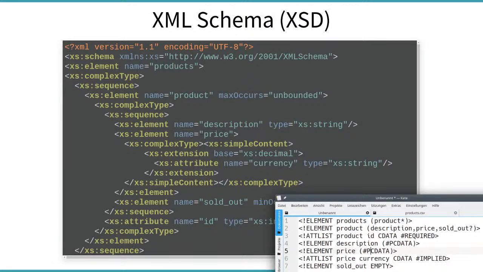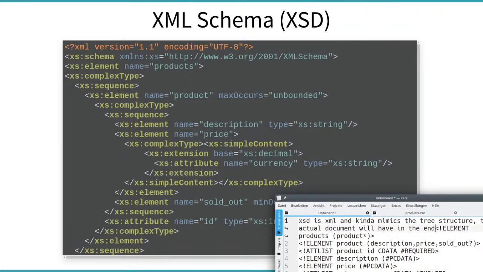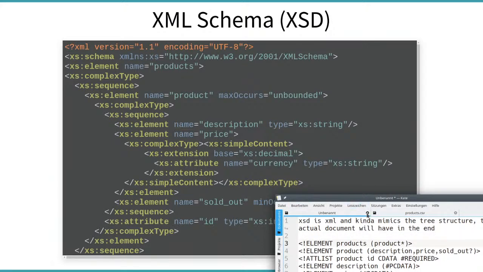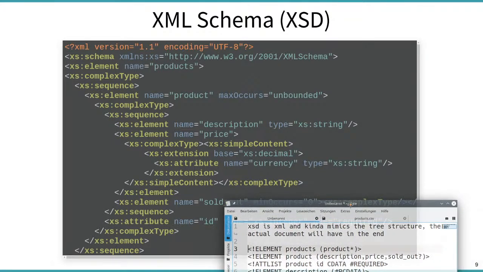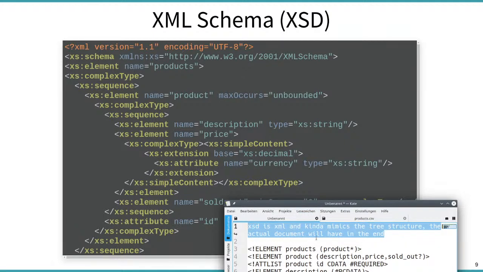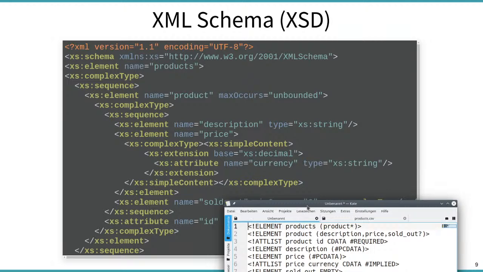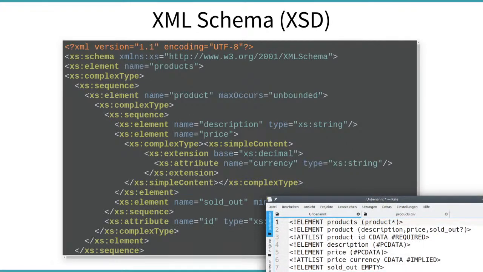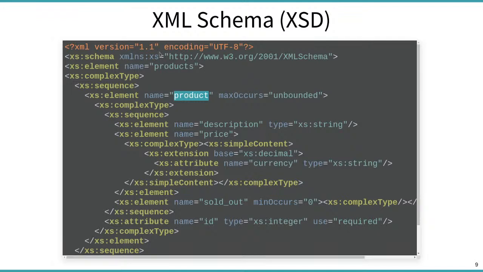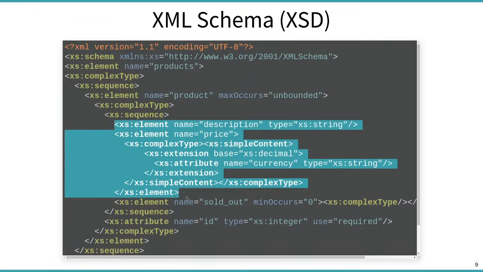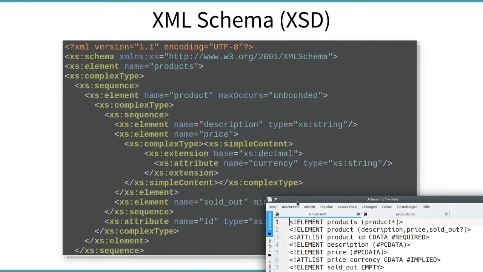So more differences. XSD is XML and kind of mimics the tree structure the actual document will have in the end. Yeah, it can be seen as an archetype, so as an example of the documents later. So later we will nest product elements in products elements, and we will nest descriptions into product, and this is already nested in the schema. Yeah, very good.